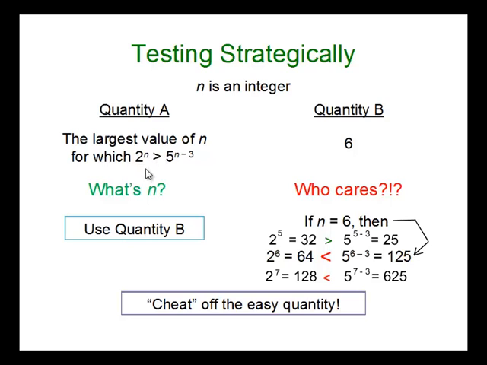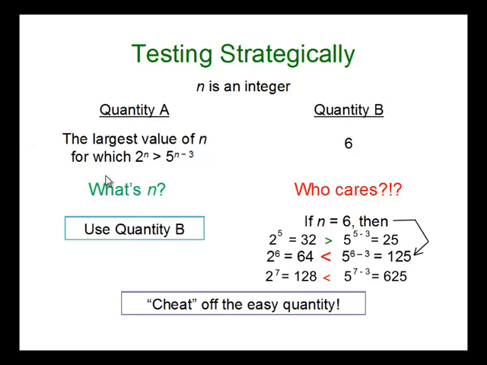And quantity A talks about the largest value of n for which the inequality goes this way. The power of 2 is greater than the power of 5. And that really only happens when we plugged in 5. Once we plug in 6, 7, etc., the direction goes the wrong way. The power of 5 is bigger than the power of 2.